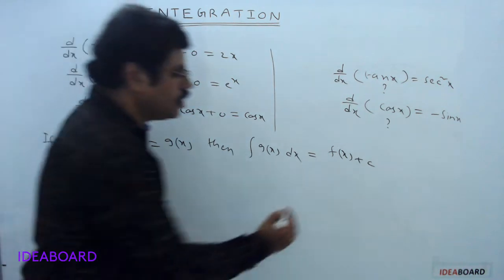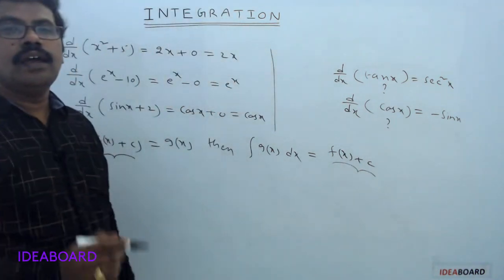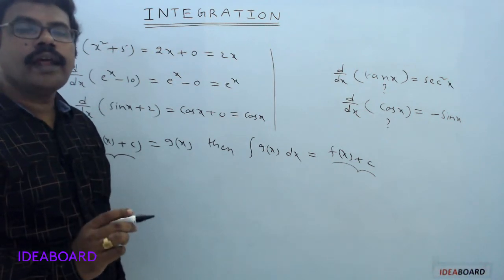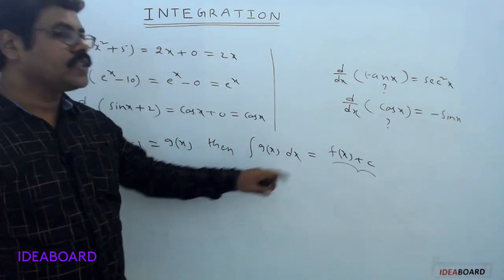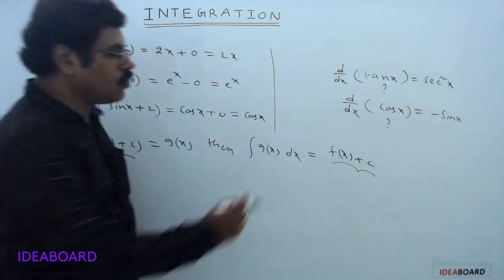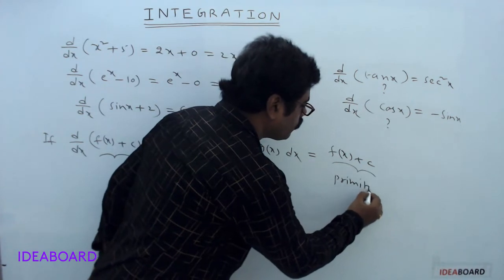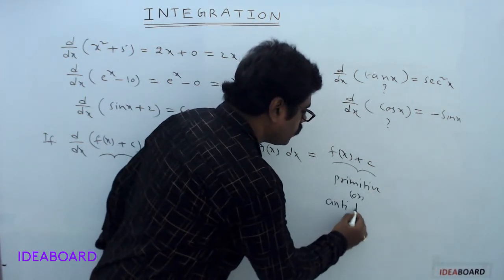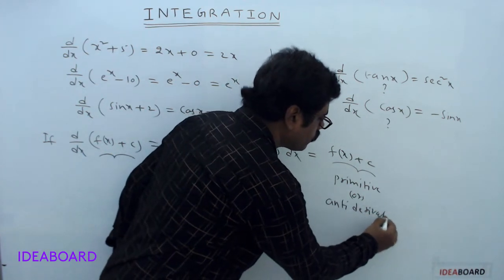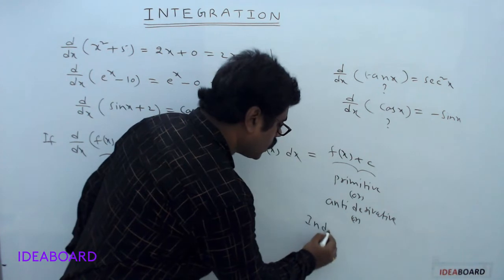Now here this f of x plus c is also called primitive or antiderivative of a function g of x with respect to x. What is f of x plus c? Primitive or antiderivative or indefinite integral.